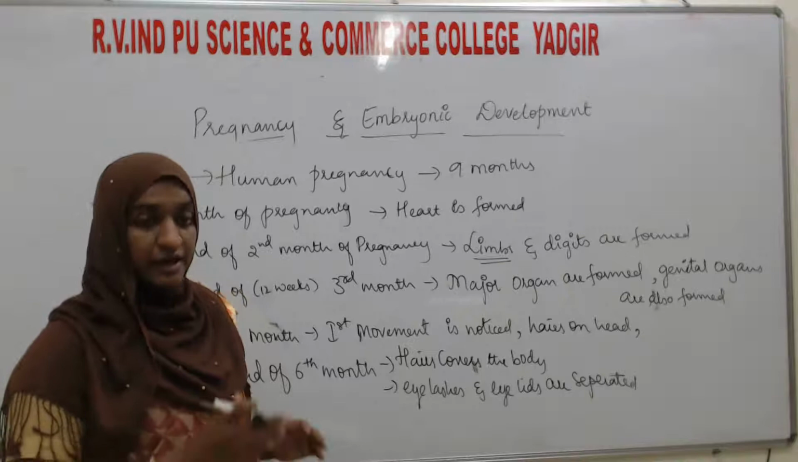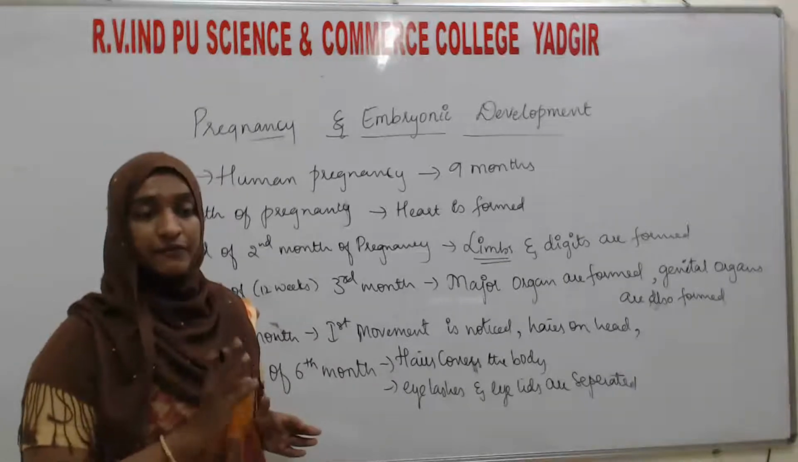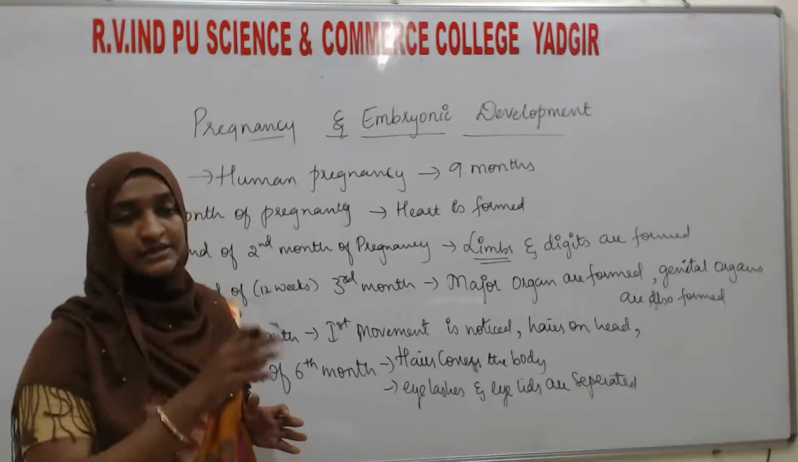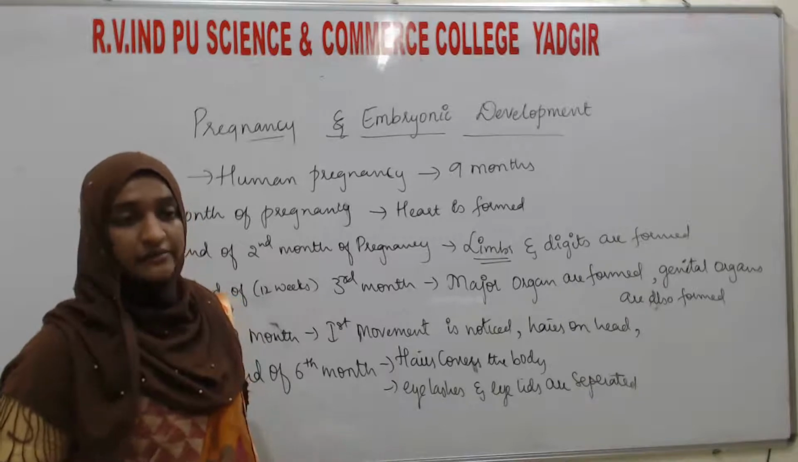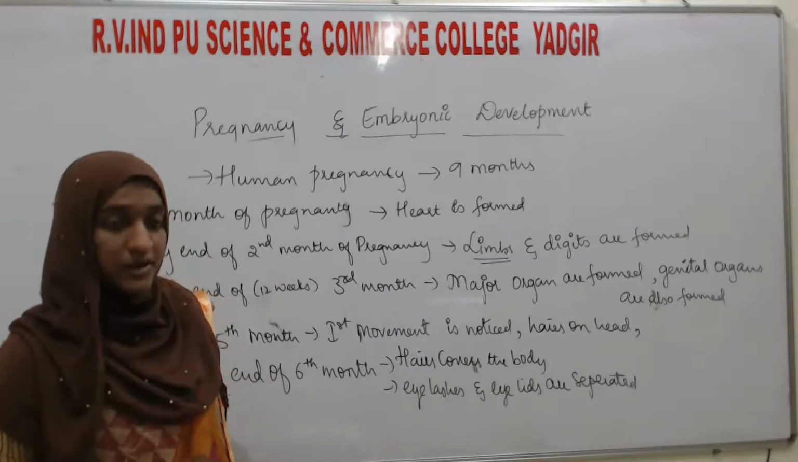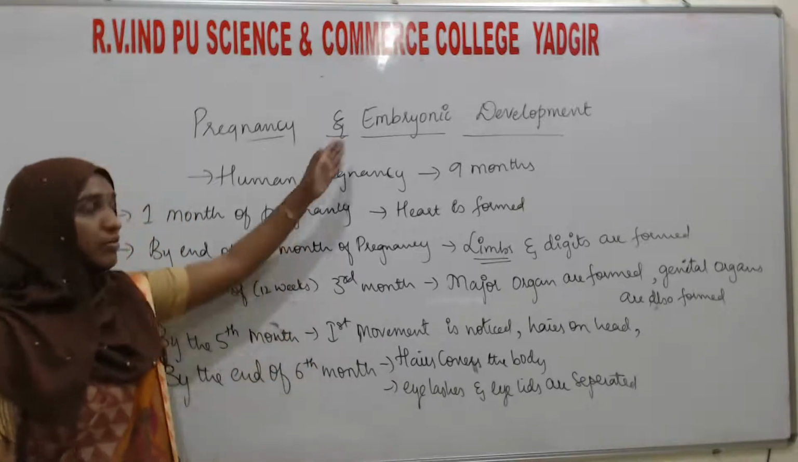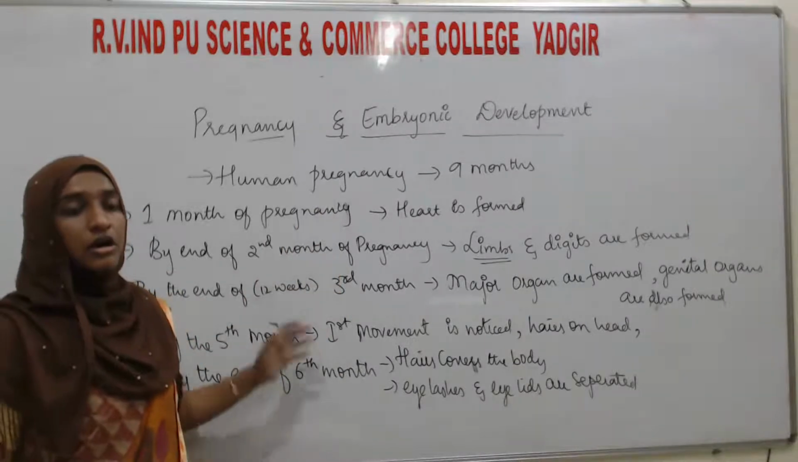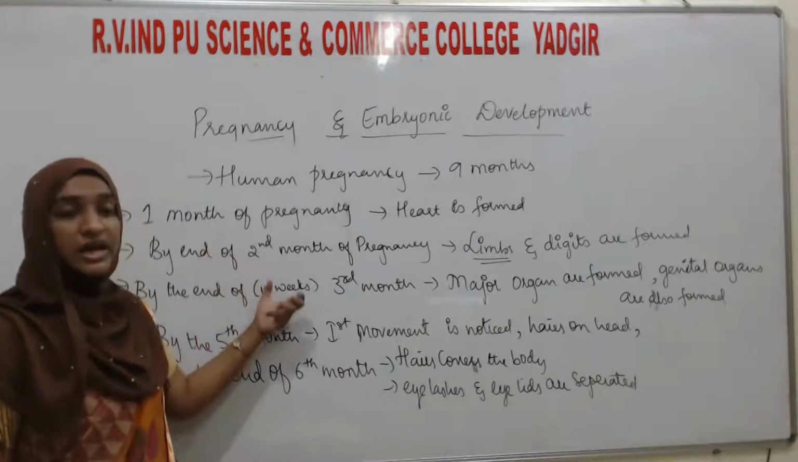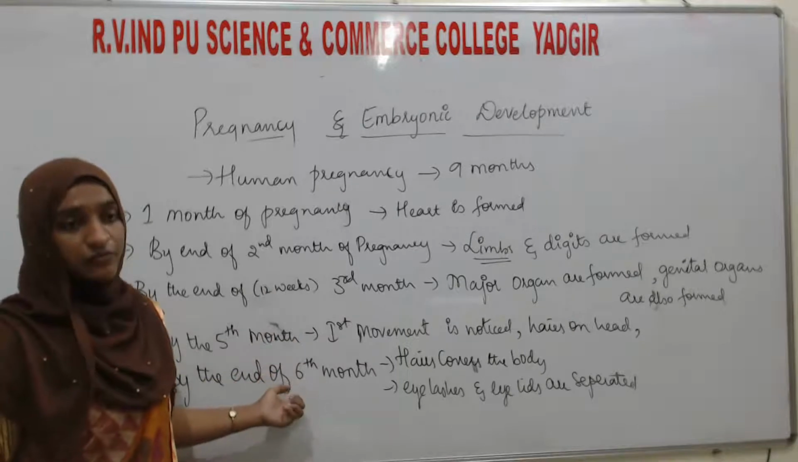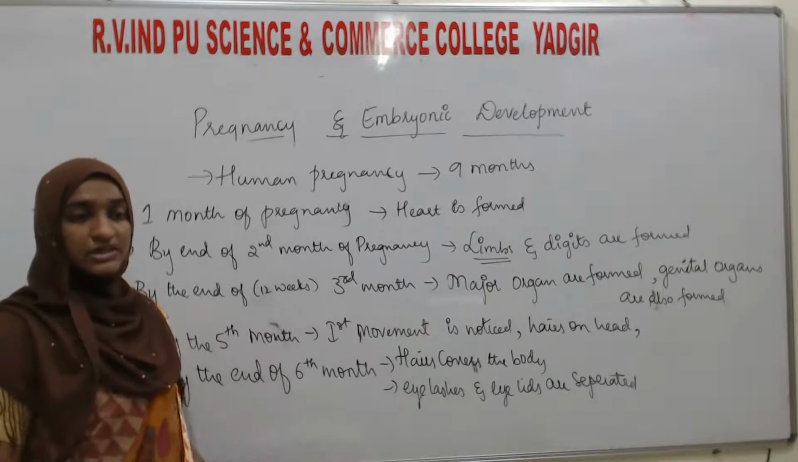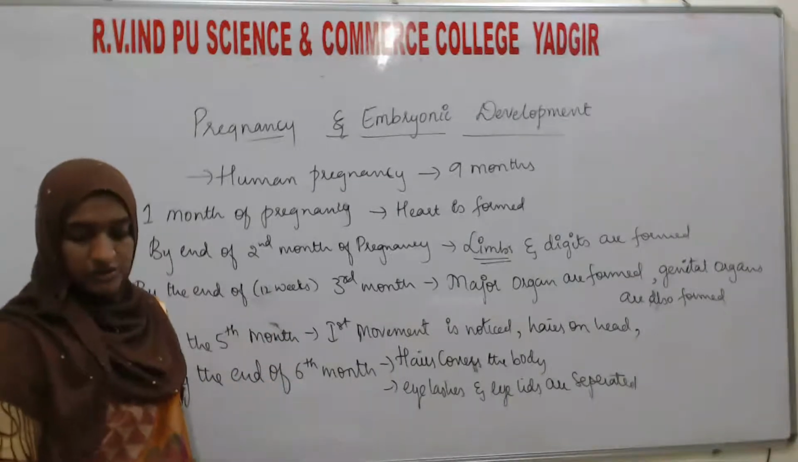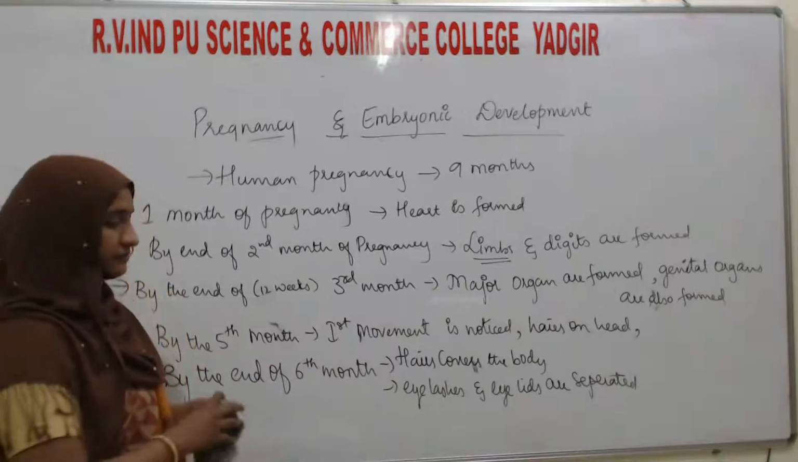By the end of the 9th month of pregnancy, the fetus will be fully developed and ready for what? For delivery or parturition. So this is about embryonic development, that is, during which month which organs are formed. Next we will go to the next topic, parturition and lactation.